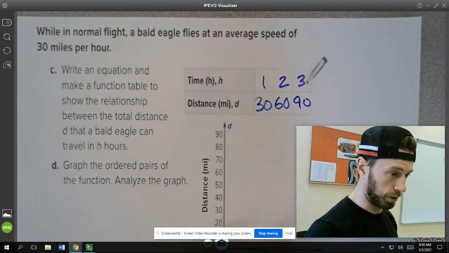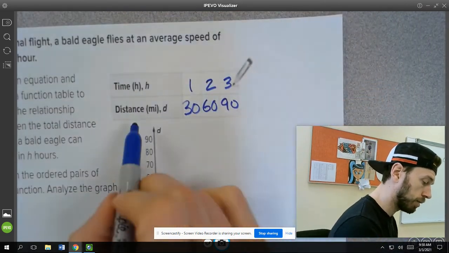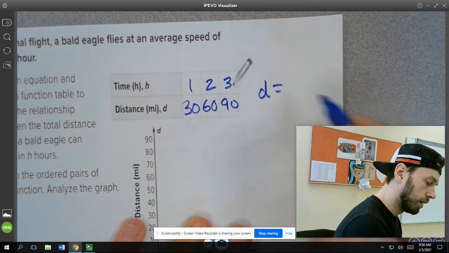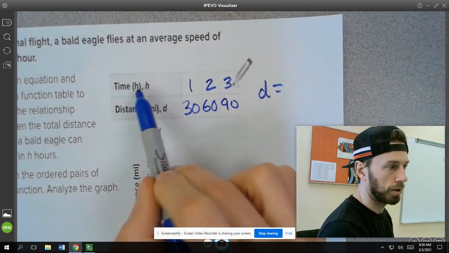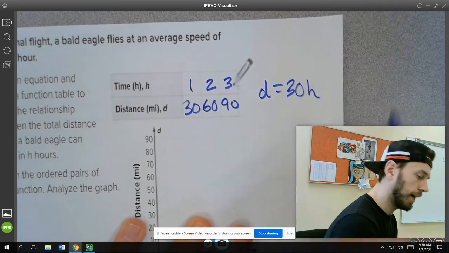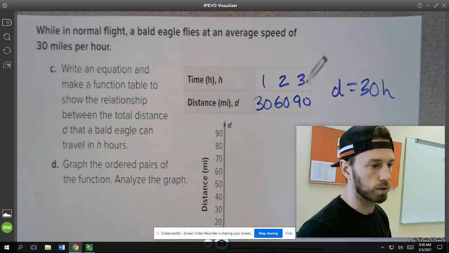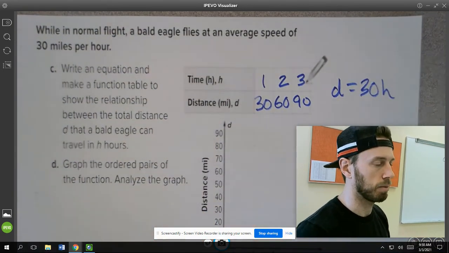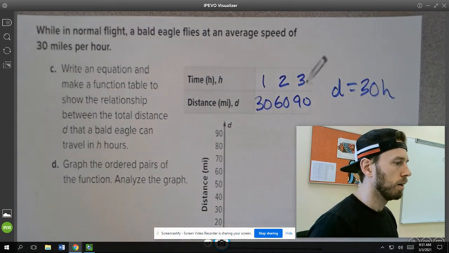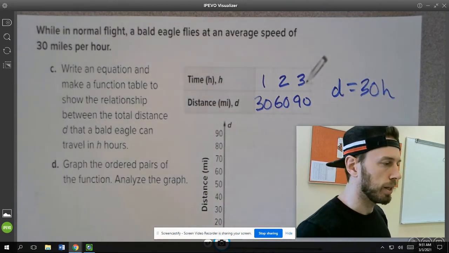Now, the equation for this would be the bald eagle's distance, the output, is equal to 30 times h. That's the function we were doing, right? That's the rule that we have here. 30 times the number of hours gives us the distance. And that shows the relationship between them.